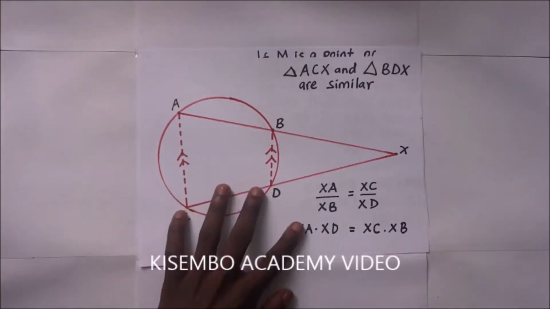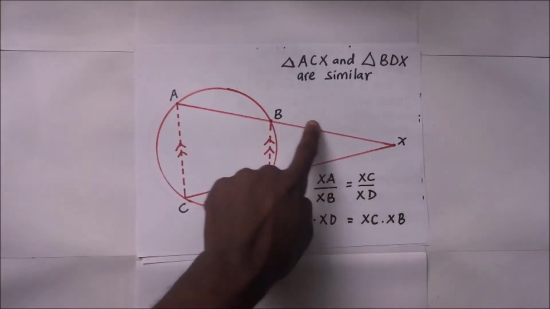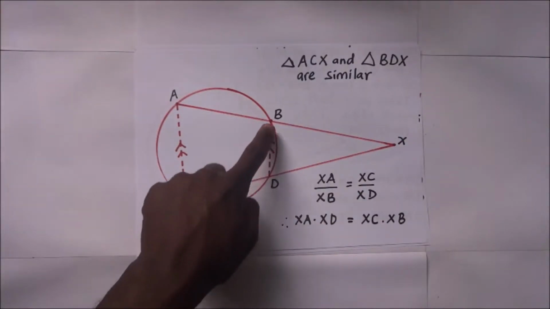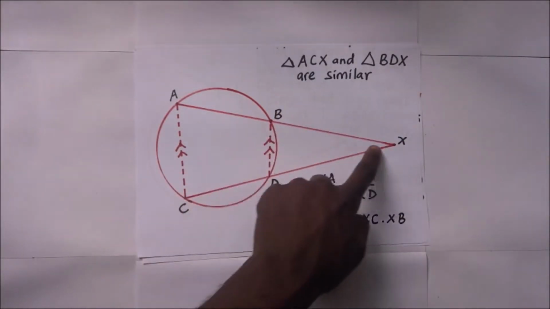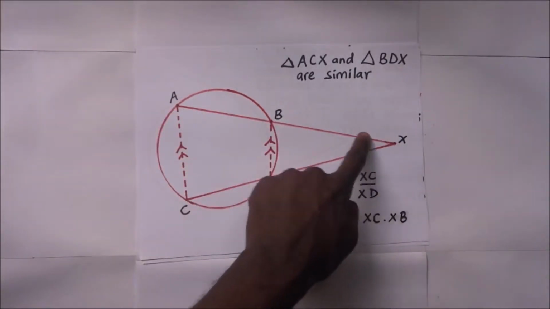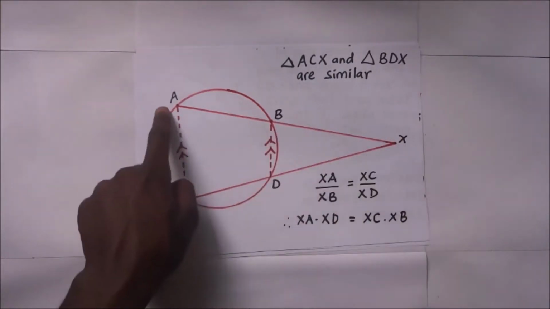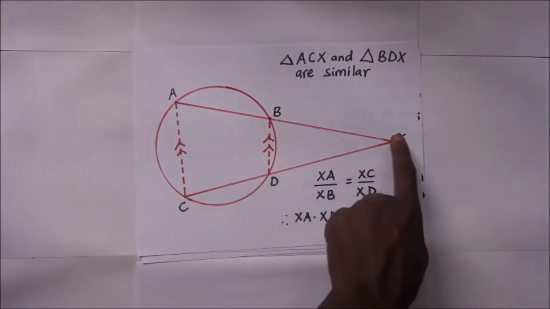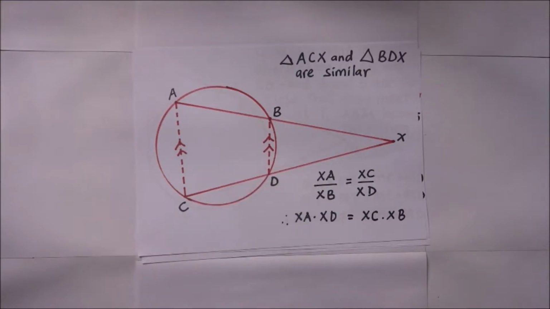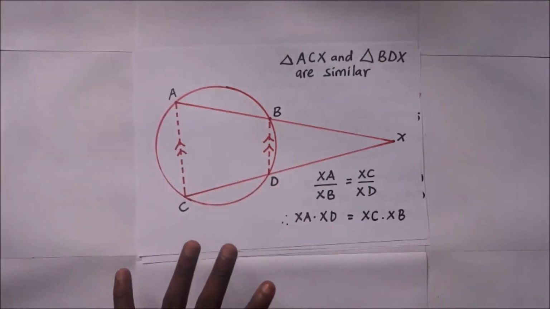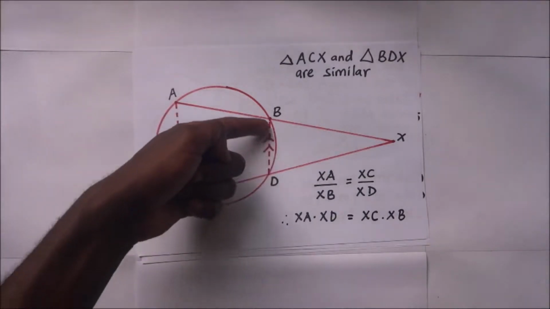When this line is parallel to that line, it makes this triangle, which we are calling AXC, similar to that triangle. Now, when this triangle is similar to that triangle, it means that XA over XB is equal to XC over XD. We deal with them like we would when dealing with figures that are similar. Please take note that these are similar only if these two lines are parallel.